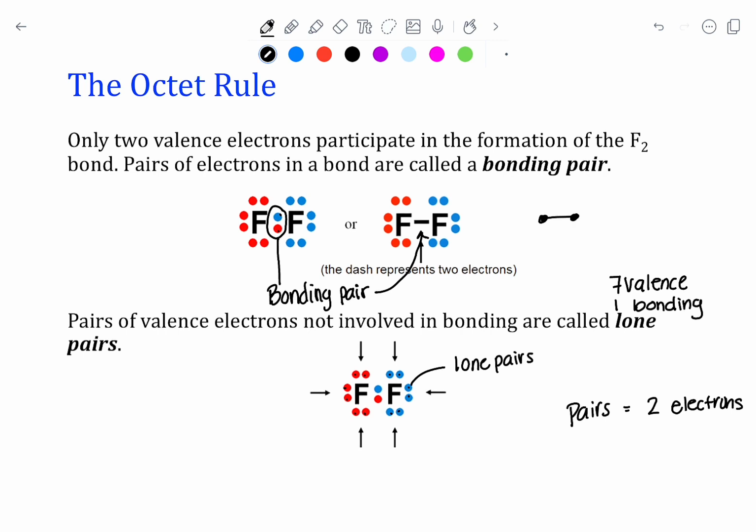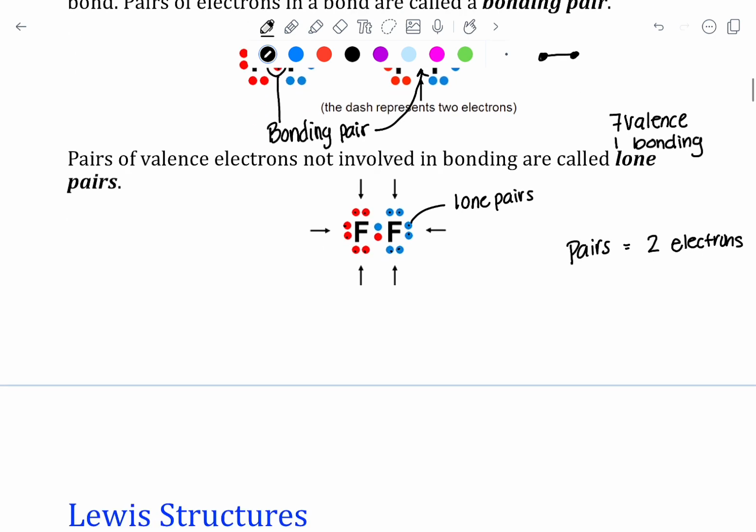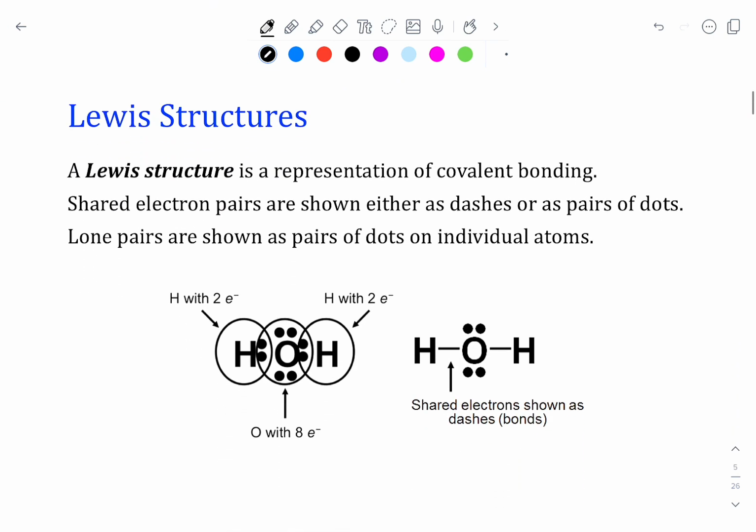So to represent molecules where we show their bonding pairs and their lone pairs, we can start drawing Lewis structures. And a Lewis structure is a representation of covalent bonding. Okay, this is only for covalent compounds. So this will be 2 or more nonmetals.